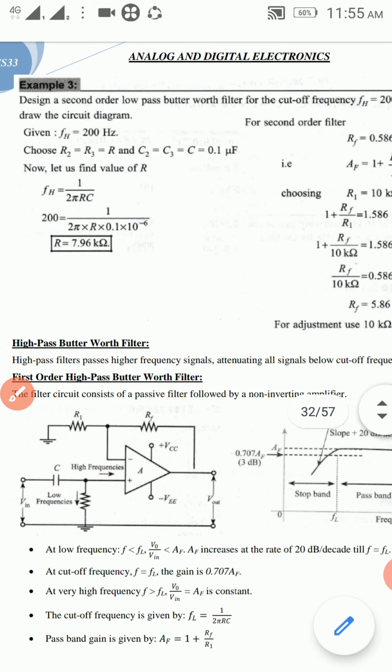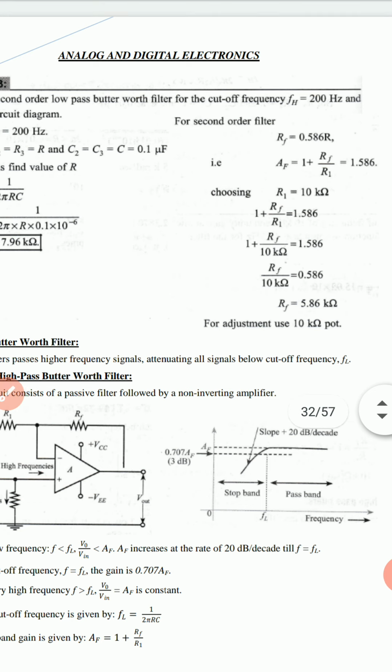Okay. Next, high pass and band pass filters, I will explain in the later classes. Okay.